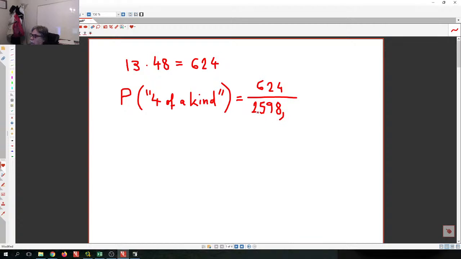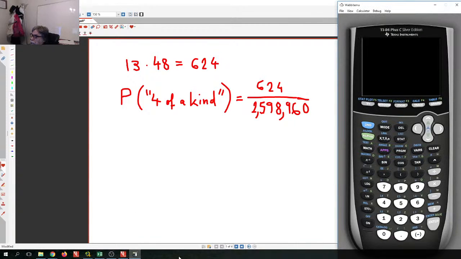The chance of getting 4 of a kind is going to happen 624 times out of 2,598,960 times. And if you want to have it percentage wise, you're not going to get even 1%. It's going to be something really small, but you can definitely divide that, and you get.